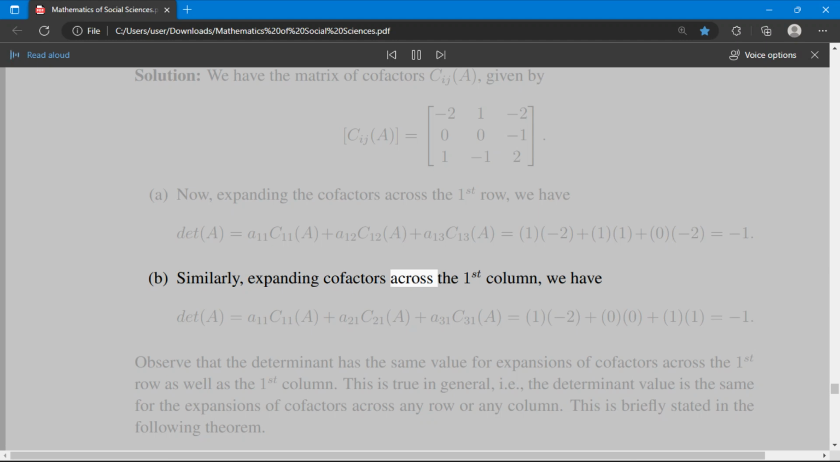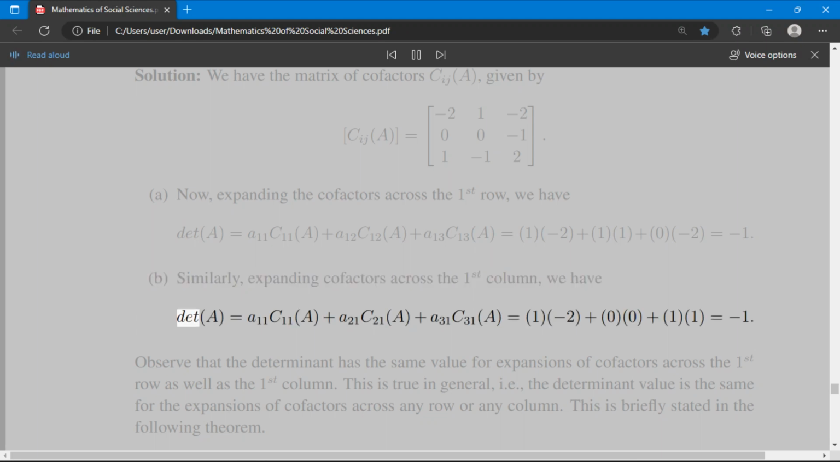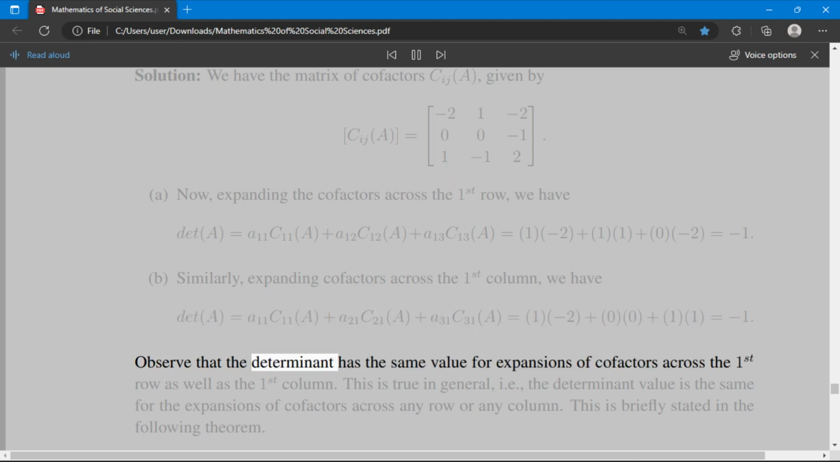B. Similarly, expanding cofactors across the first column, we have det A = a11 C11(A) + a21 C21(A) + a31 C31(A) = 1·(-2) + 0·0 + 1·1 = -1.